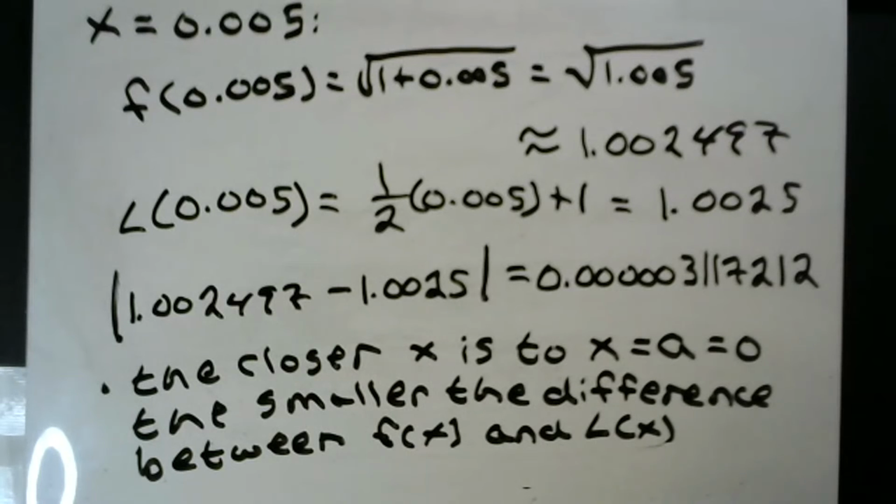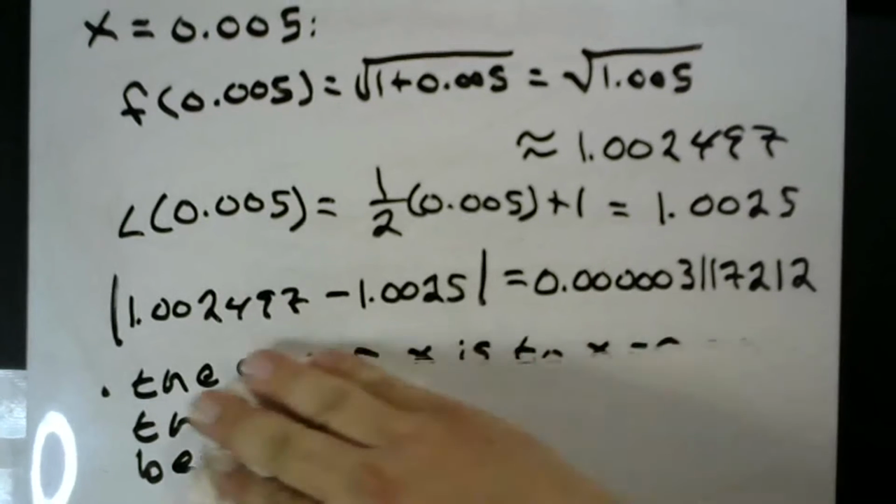So when we do these approximations, it is going to matter if you start choosing x values very far away from x equals a. Your approximation is not going to be as good. So that is something to keep in mind. So that's one thing in this section they talk about.